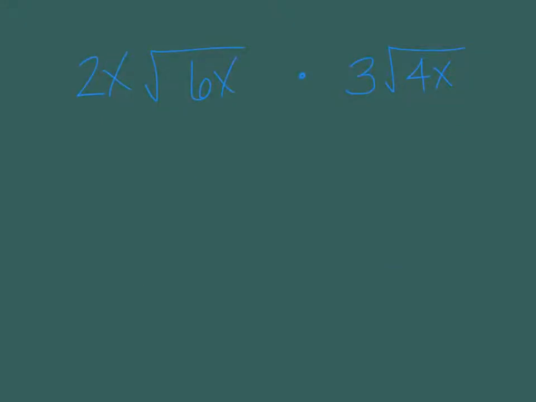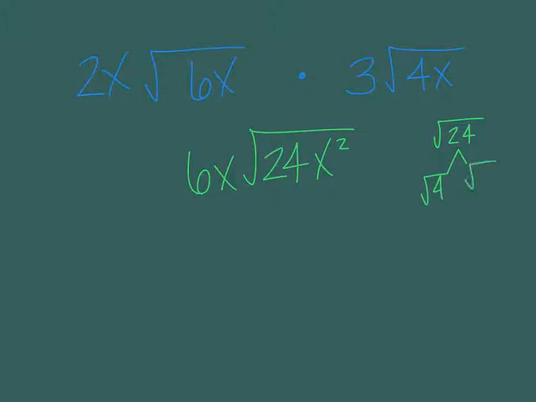So again, we're going to multiply here, and we get 6x radical 24x squared, because x times x is x squared. The 24 and the x squared can be simplified. 24 can be broken down into a 4 and a 6, a 3 and a 2, and then another 2 and a 2. So I get one pair of 2's, and then radical 6 is just going to stay there because 3 and 2 both can't be simplified. So we get 2 radical 6.